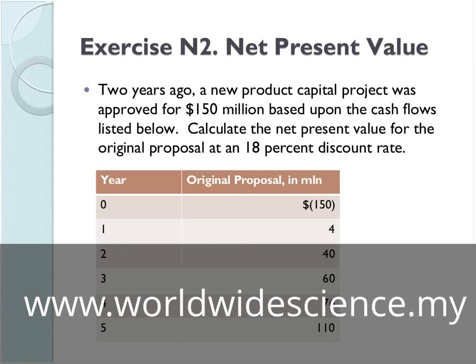Then let's see that we have exercise number 2 for the calculation of the net present value. So here it is given to you that 2 years ago, a new product capital project was approved for 150 million based upon the cash flows listed below. Calculate the net present value for the original proposal at an 18% discount rate. Before, we have done the 10% and 15%. Now we do 18%. But we have a different cash flow because this is a different exercise, okay?